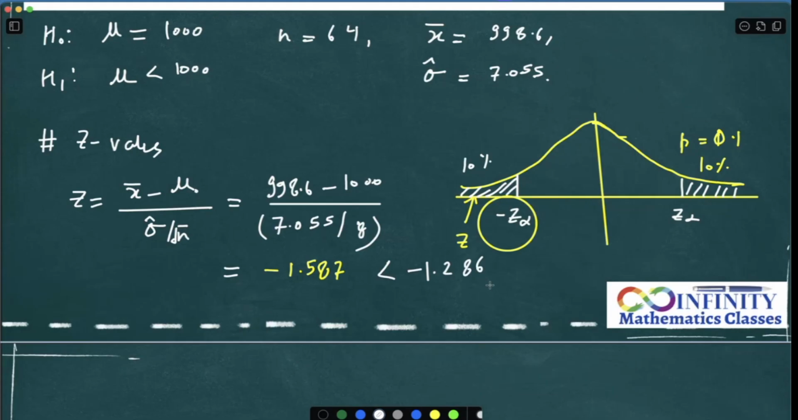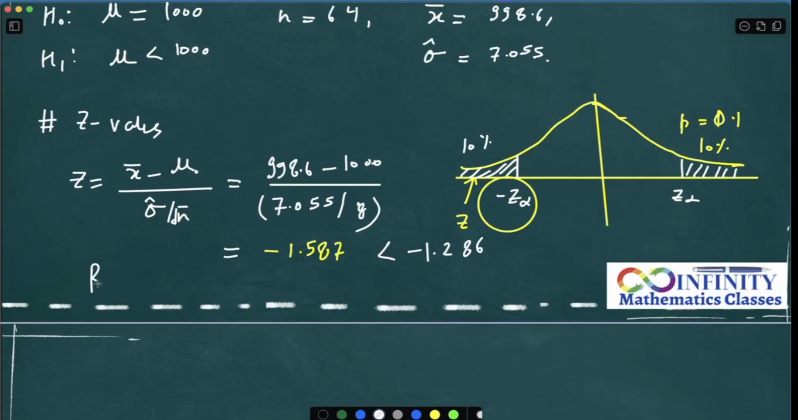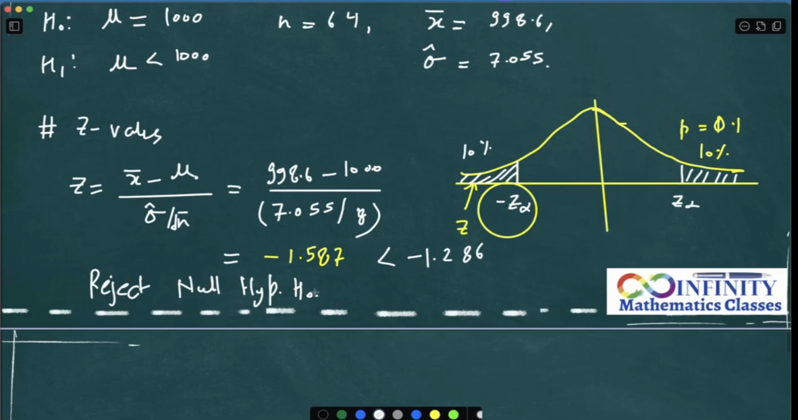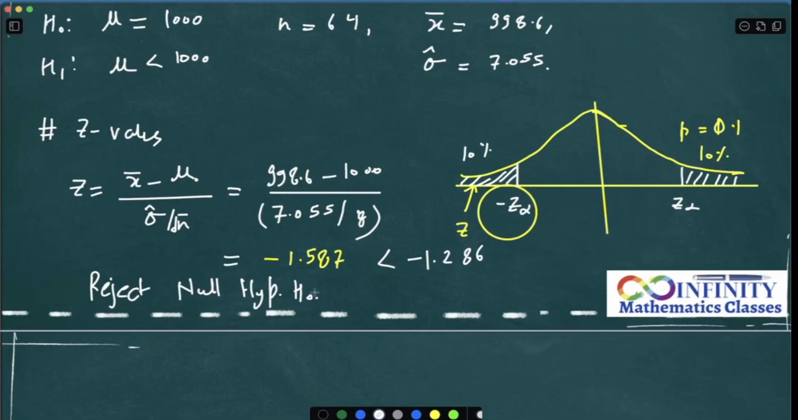Yes. So that means the value of Z we obtained is on the left side of this. It is in the area of rejection. So what should I do? I reject the null hypothesis. That means I'm going in favor of the alternative hypothesis. Yes, the average is going to be less than 1,000. It was overestimated. You get the idea?